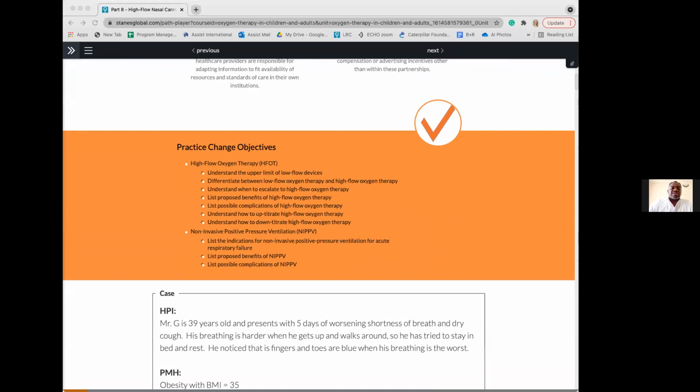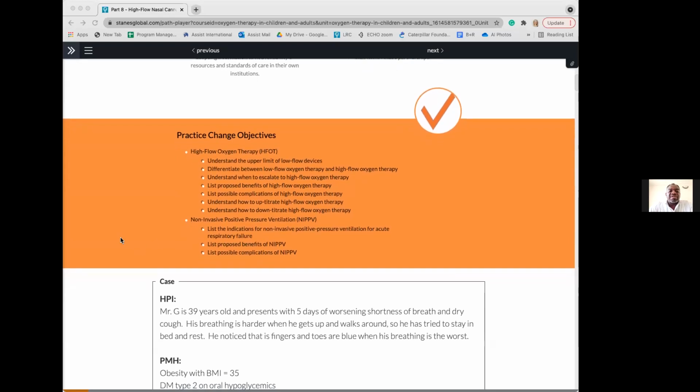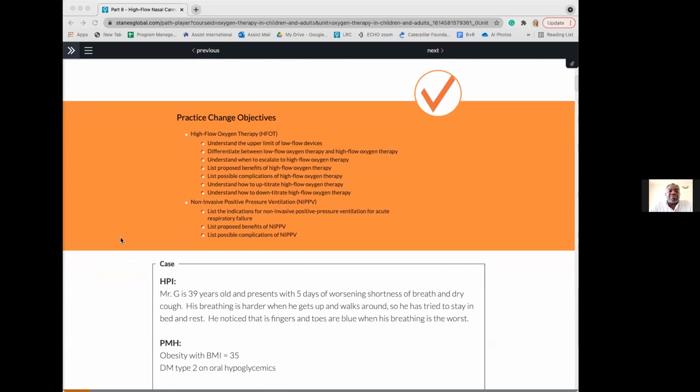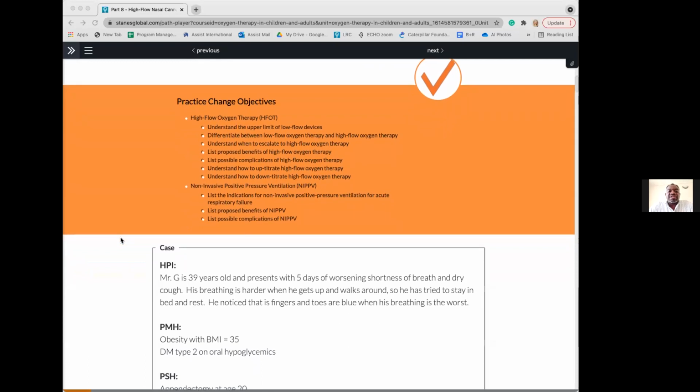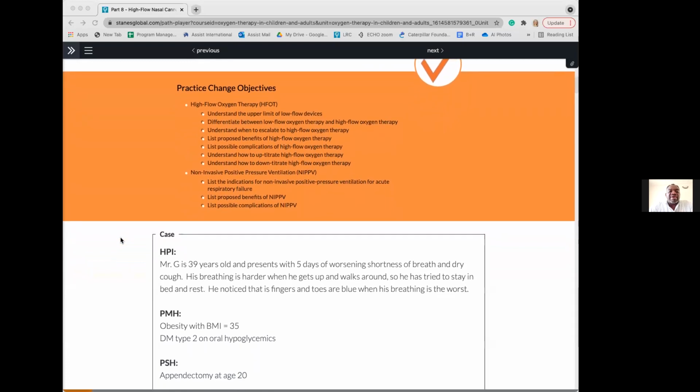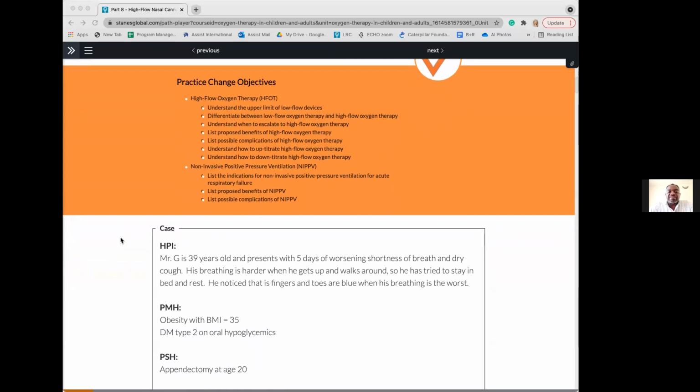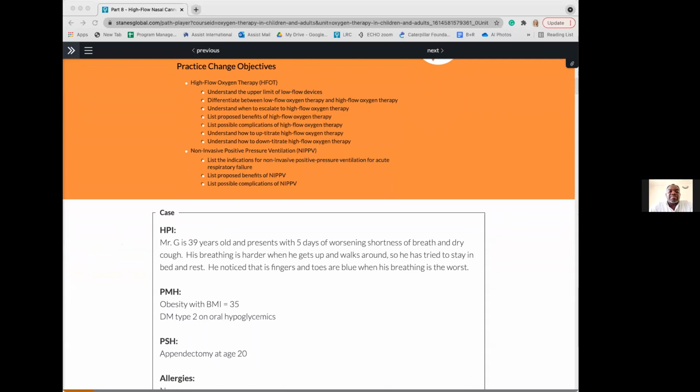The practice change objectives for today's session in the rubric of high flow oxygen therapy are to understand the upper limit of low flow devices, to differentiate between low flow oxygen therapy and high flow oxygen therapy, to understand when to escalate to high flow oxygen therapy, to list the proposed benefits of high flow oxygen therapy, to list possible complications of high flow oxygen therapy, and to understand how to up titrate and how to down titrate high flow oxygen therapy.